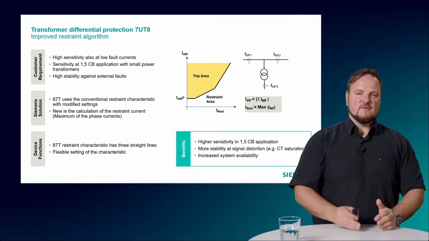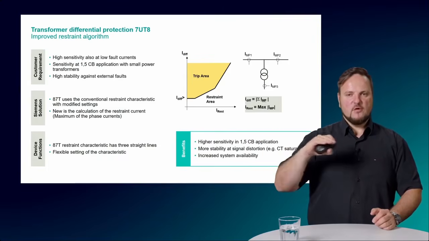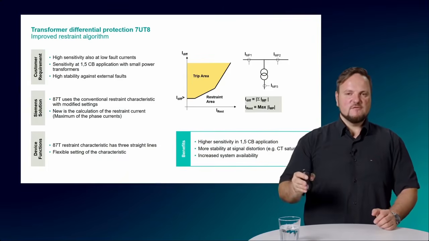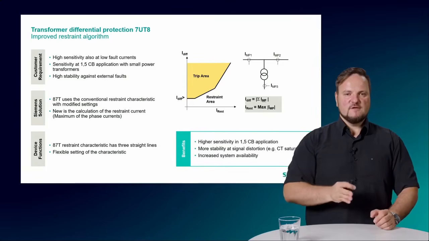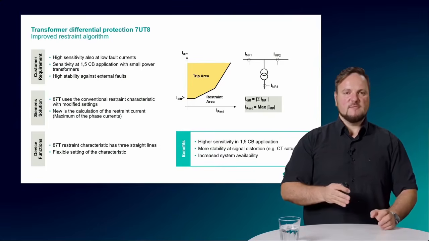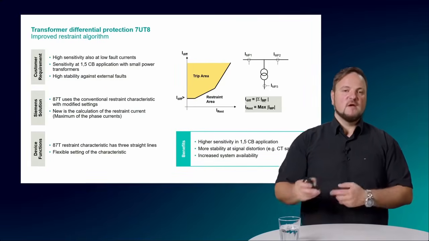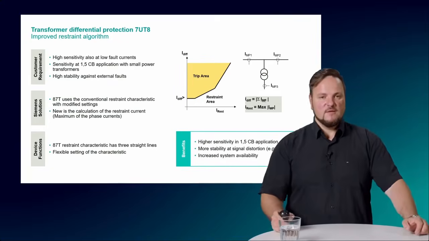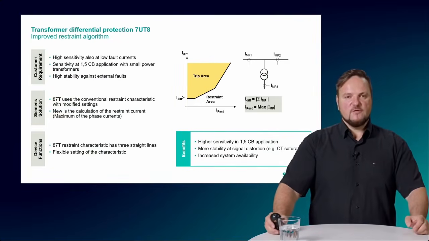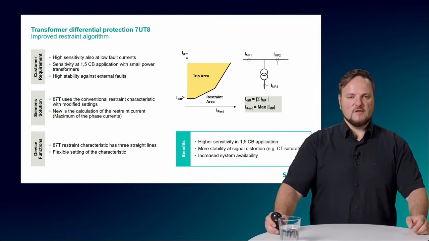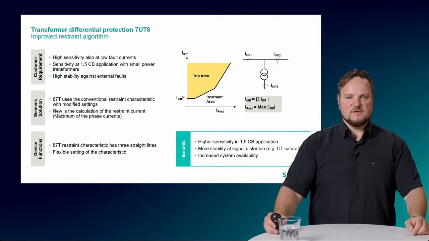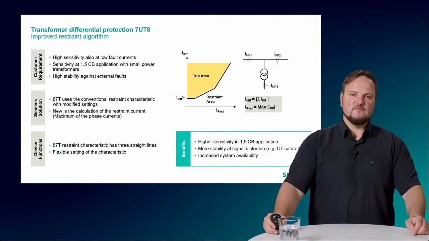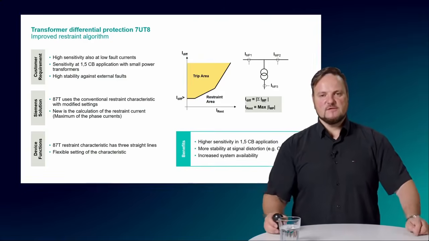And that means when we have high currents flowing over the bus bar, and at the same time we have an internal failure, we are much more sensitive than before. So that means we have a higher stability against external faults, but we are much more sensitive again for internal faults with low fault currents. So, and this offers us really a good sensitivity in case of such an application. And this was the reason why we changed that, and this is the first change that you will see when you test the differential protection.